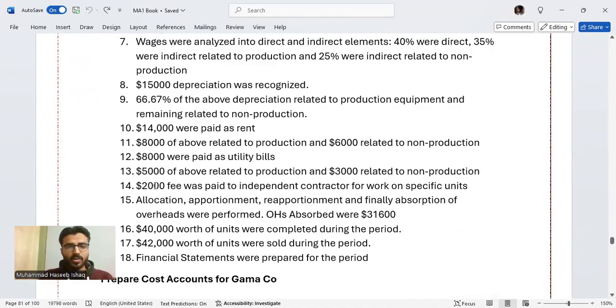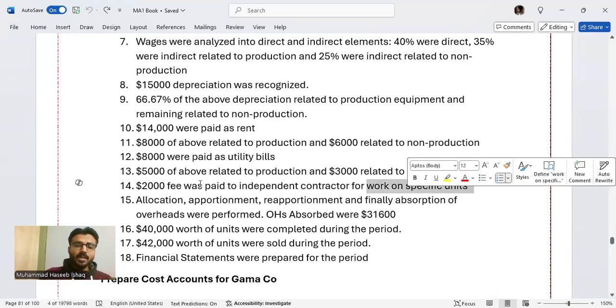2,000 fee was paid to the independent contractor for work on specific units. So you remember the independent contractor case. Of course, an independent contractor fee is not a labor cost. Why? Because it is not your employee. So the fee related to the independent contractor is recognized as an expense. And of course, it is written for work on specific units.